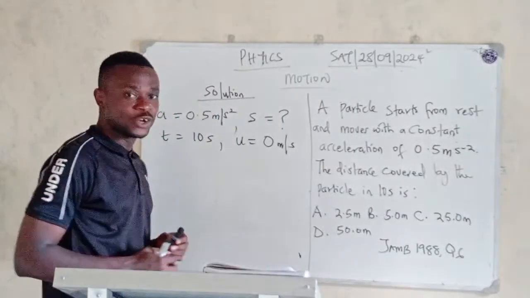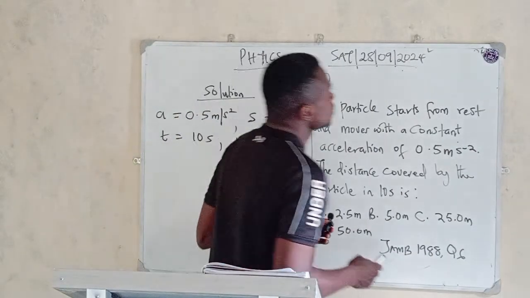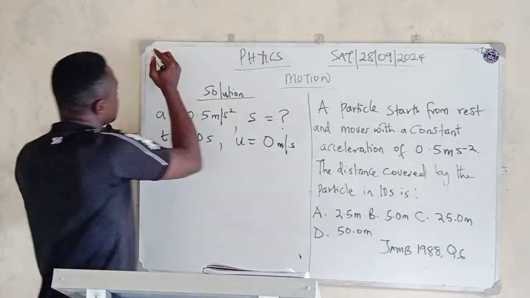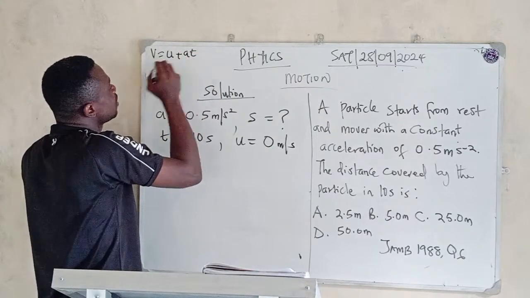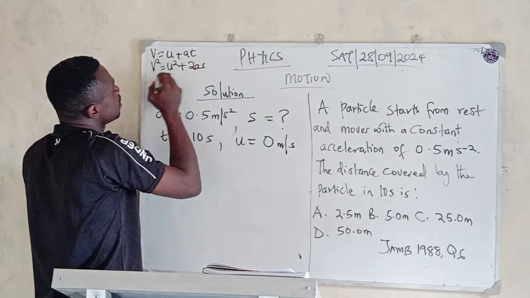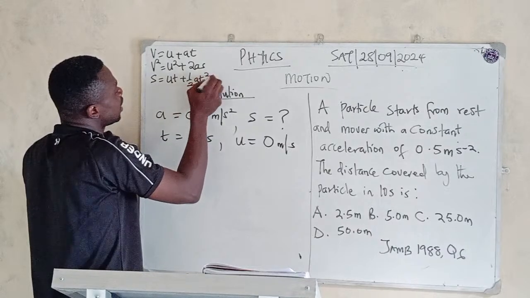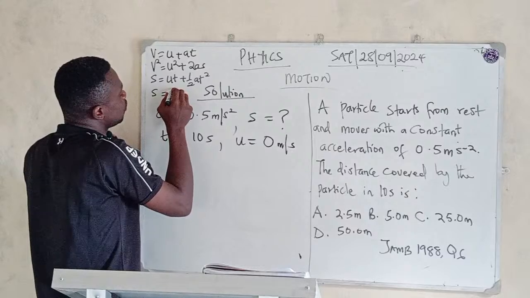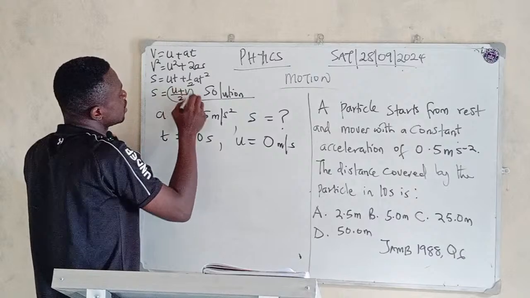Let's look at the equations of motion that accommodate all these things. I have cleaned them, so let me write them out here so I don't have to clean them again. We have that v is equal to u plus at. We have that v squared is equal to u squared plus 2as. We have that s is equal to ut plus half at squared. We have that s is equal to u plus v all over 2 times time.